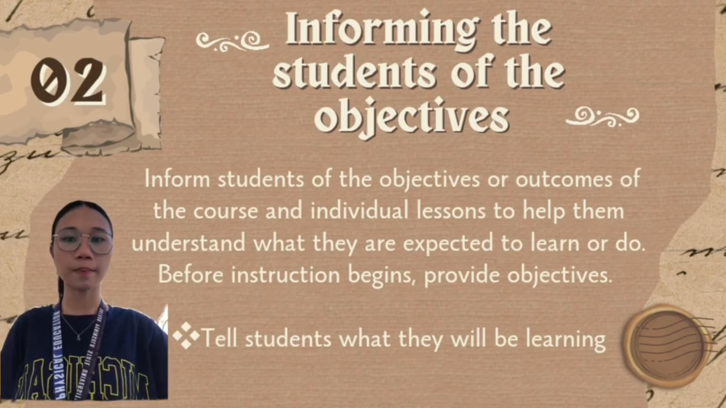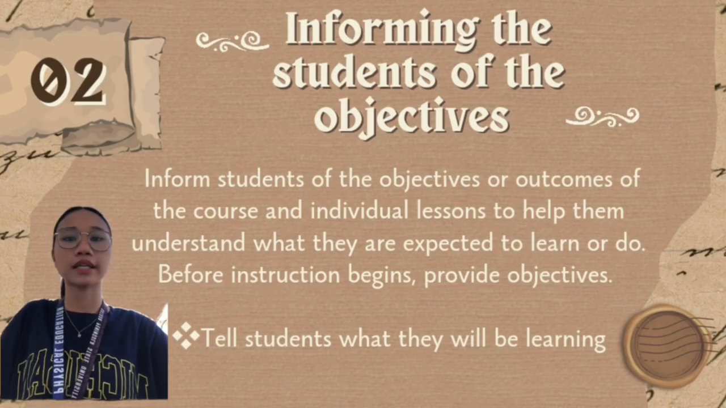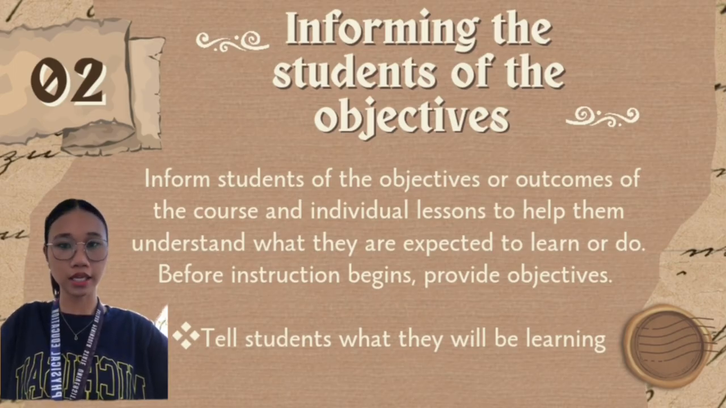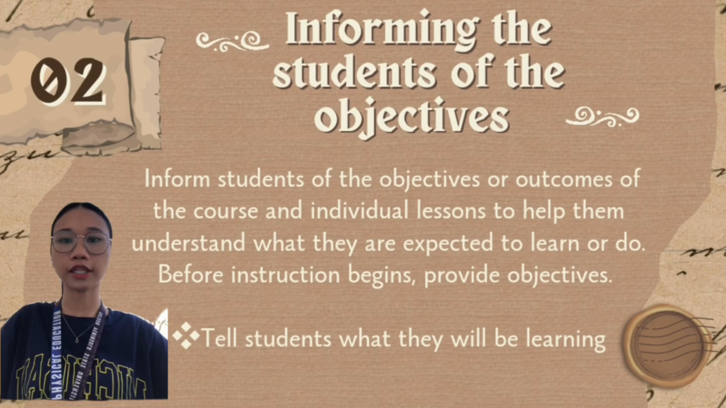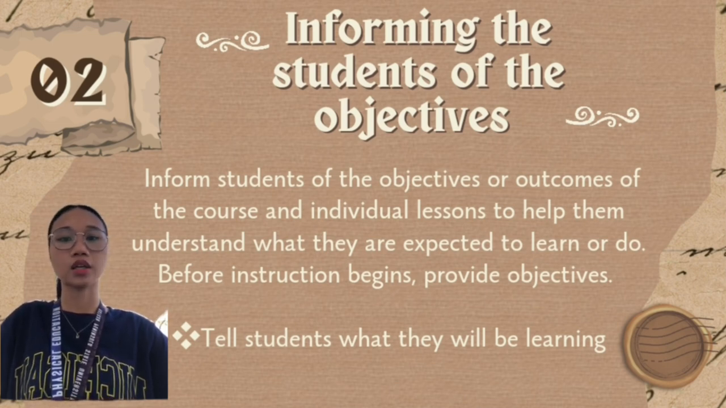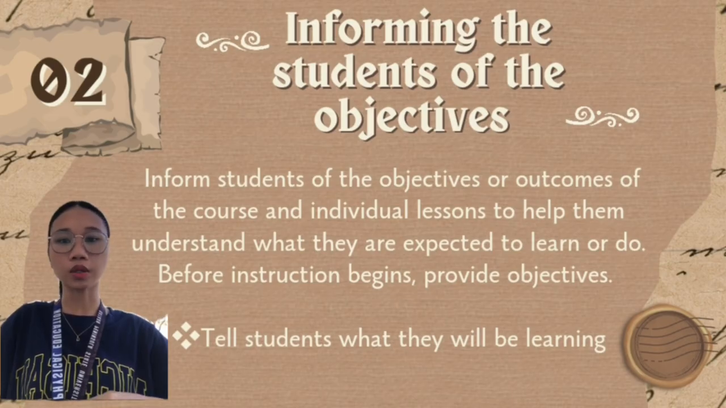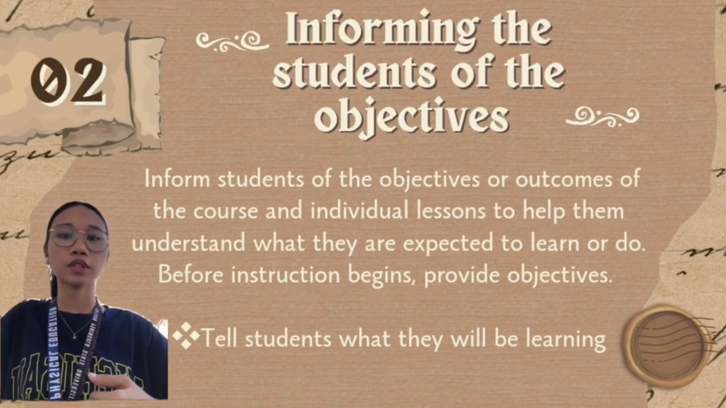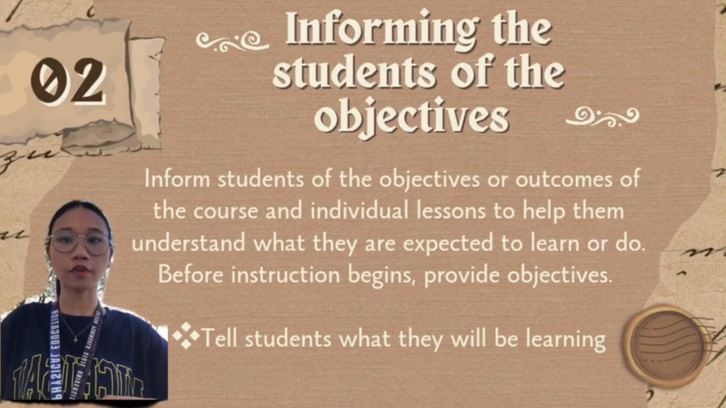So, for additional examples of informing the students of the objectives, first is clear and direct communication of objectives. For example, at the beginning of a lesson, say, "Today we're going to learn how to solve quadratic equations using the quadratic formula. By the end of the class, you should be able to apply this formula to solve real-world problems." The benefit of this example is that this approach gives students a clear sense of purpose and direction. They understand what they are expected to learn and can focus their attention on the most important aspects of the lesson.